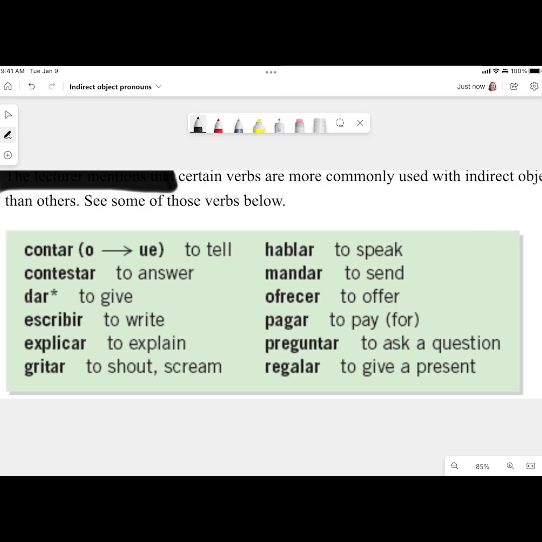Okay, let's talk about certain verbs that are more commonly used with indirect objects. I think it's pretty simple to see why. Let's look. Contar is to tell to or for someone, to answer to someone, to give to someone, to write to someone, to shout at someone, to speak to someone, and so on. So you can see that these are to a person or for a person. And again, those words to will be identified with a, and for in your sentence you will see para.